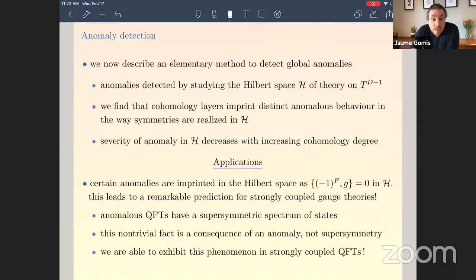Okay. Good. One of the things that will be important, and that Jaume already mentioned, is that certain anomalies... I already said that classically, (-1)^F is central, but it can happen that by virtue of a quantum anomaly, a symmetry G can become fermion odd in the Hilbert space. So instead of commuting with (-1)^F, on the Hilbert space it anti-commutes with (-1)^F. And this leads to a remarkable prediction for strongly coupled gauge theories. It essentially tells you that anomalous quantum field theories that have symmetries G for which G becomes fermion odd in the Hilbert space have a supersymmetric spectrum of states.